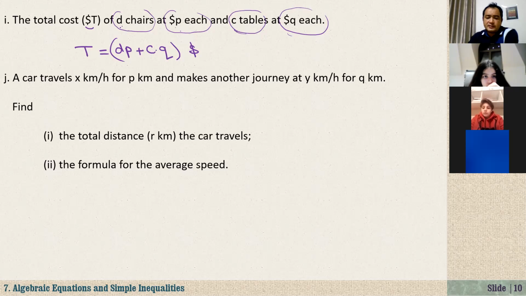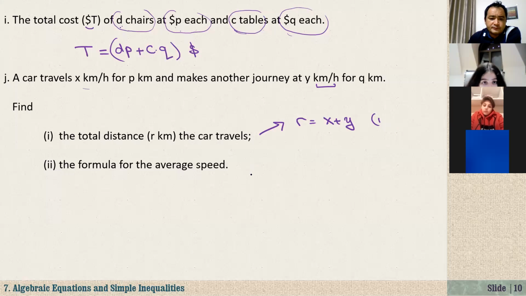Okay, next. A car travels at X kilometers per hour for P kilometers and makes another journey at Y kilometers per hour for Q kilometers. Find the total distance in kilometers the car travels. I think so, X kilometers plus Y kilometers. So X kilometers, right? And Y kilometers. So the total distance is X plus Y kilometers.